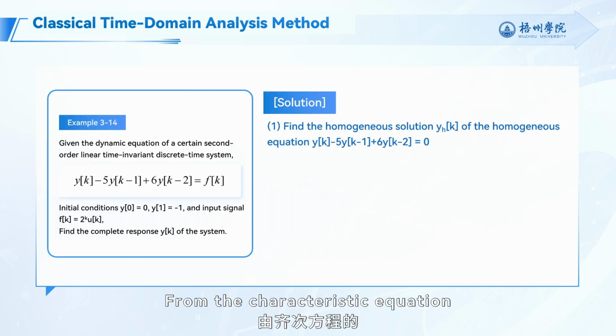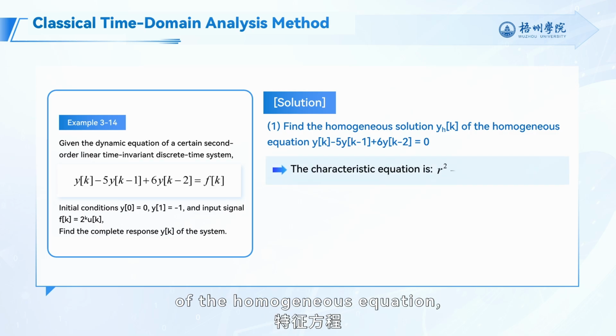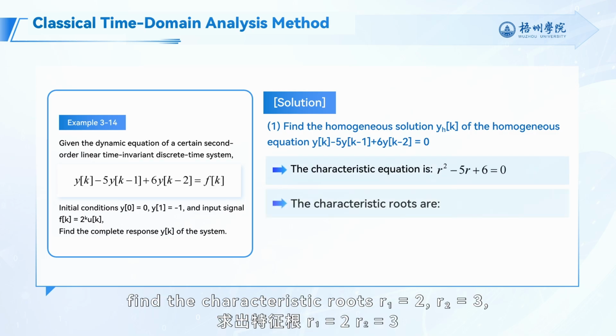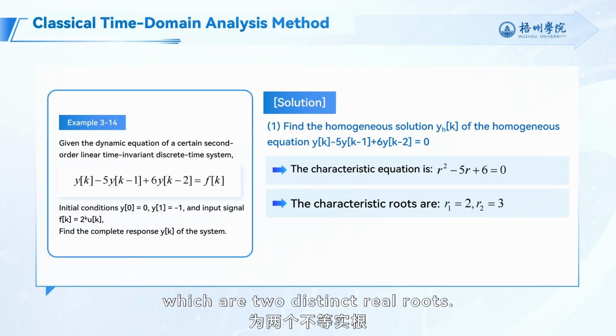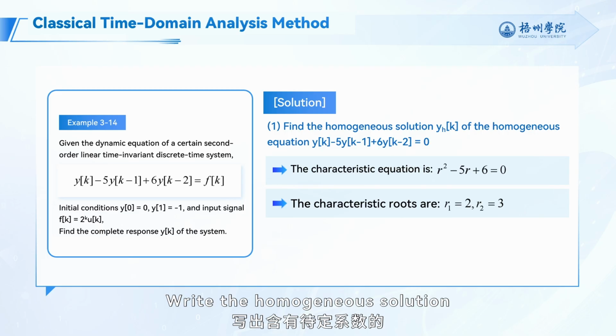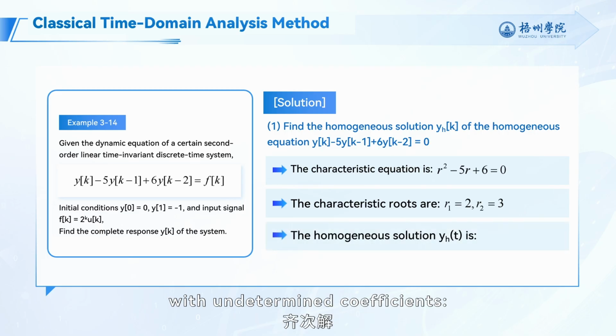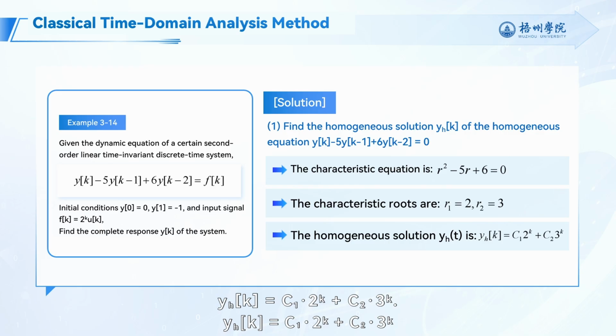Step 1. From the characteristic equation of the homogeneous equation, find the characteristic roots r1 equals 2, r2 equals 3, which are two distinct real roots. Write the homogeneous solution with undetermined coefficients: y_h[k] equals c1 times 2^k plus c2 times 3^k.